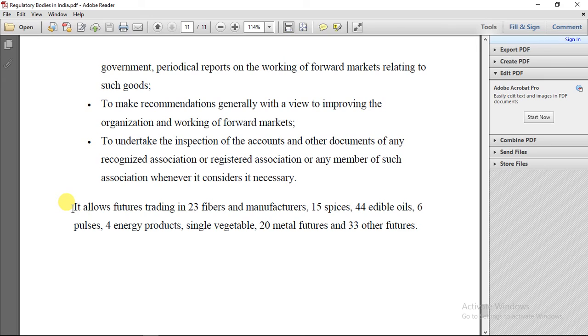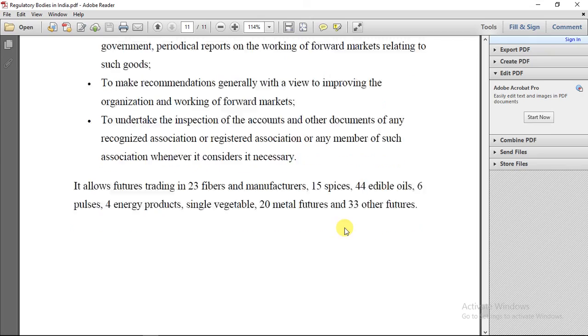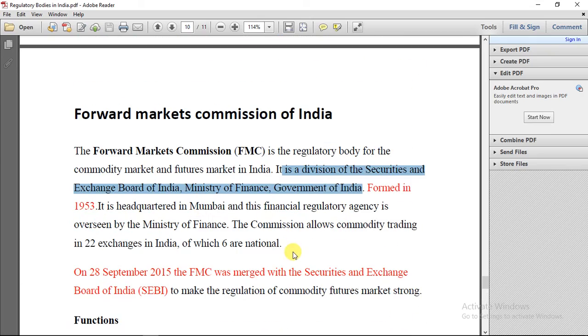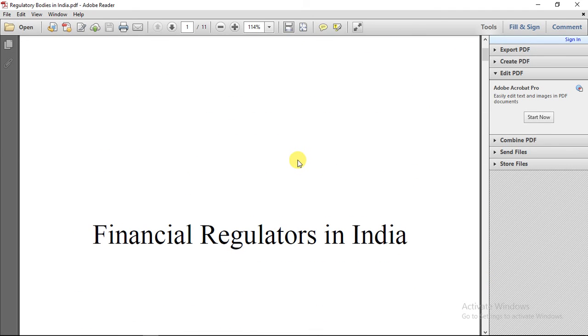So it allows future trading in 23 fibers and manufacturers, 15 spices, 44 edible oils, 6 pulses, 4 energy products, single variables, and 20 metal futures and 33 other futures. So this is the basic concept of Forward Markets Commission of India. I hope this basic concept should be clear from this one.